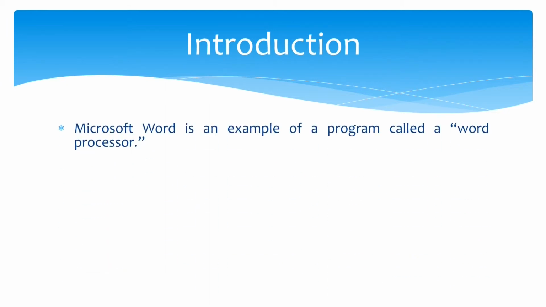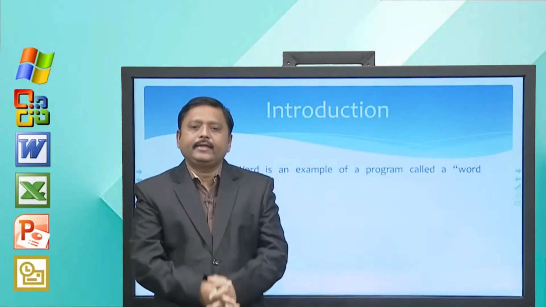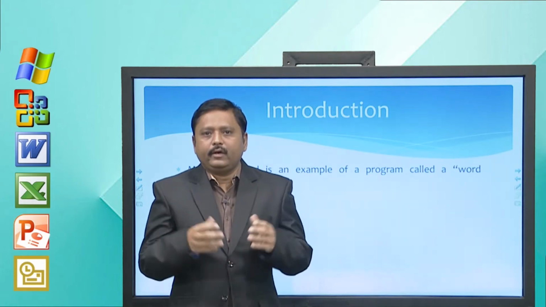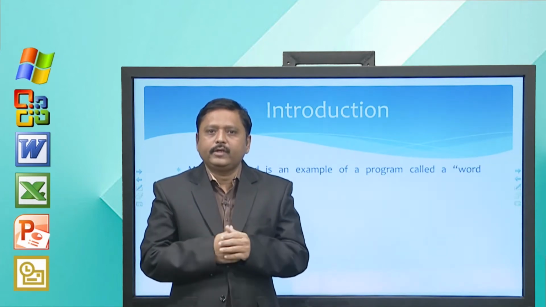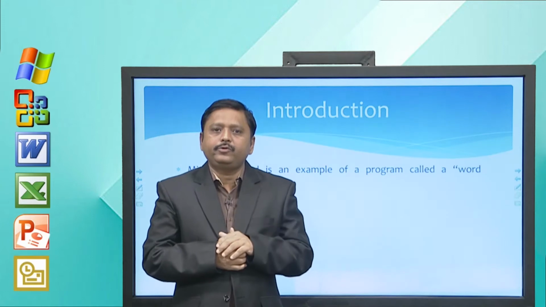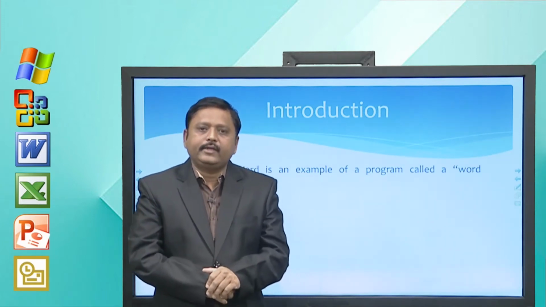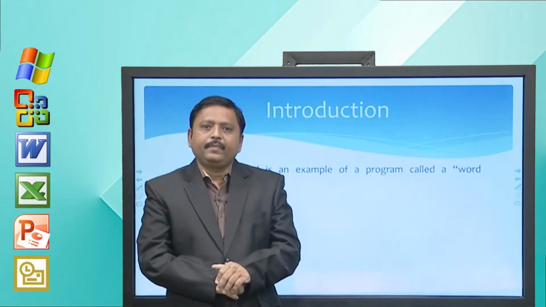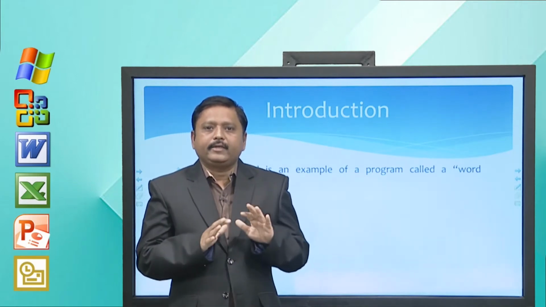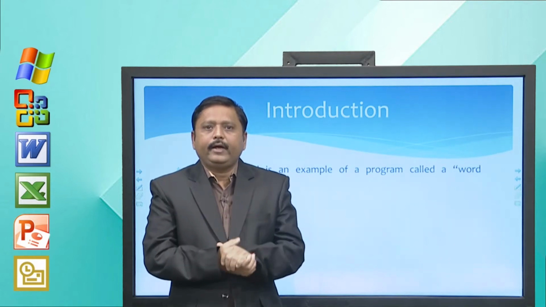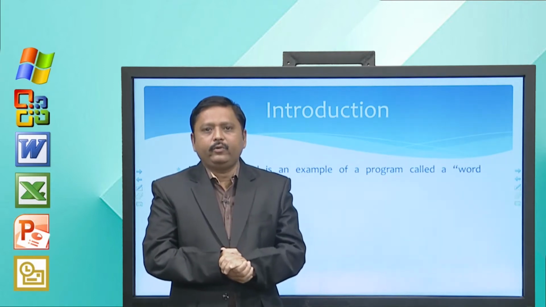So, let us start with what is Microsoft Word. Microsoft Word is an example of word processing software. Now, you might have a question, what is word processing? In earlier days, we used to type using a typewriter. The disadvantage of a typewriter is that you cannot correct the text, you have to type the content correctly, otherwise you may not be able to edit it.